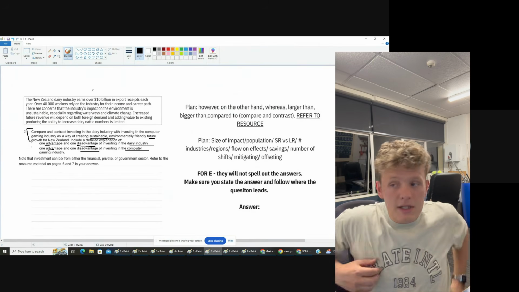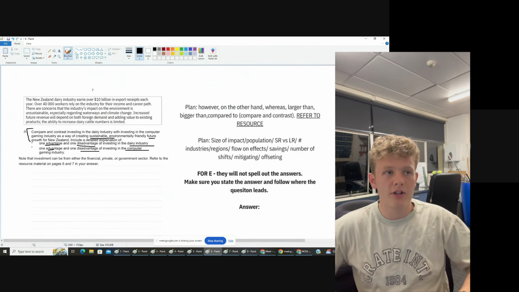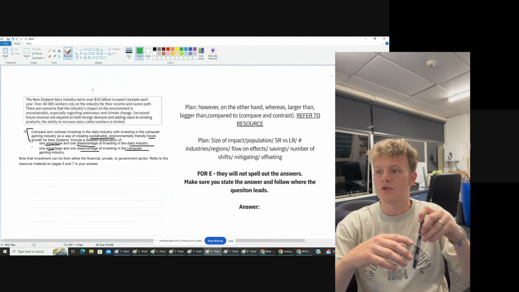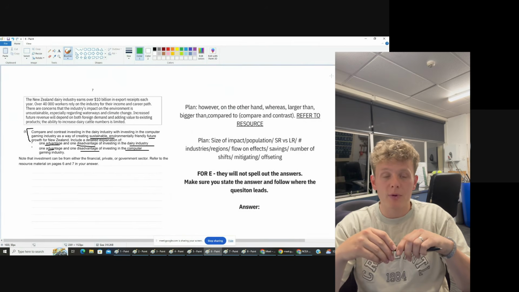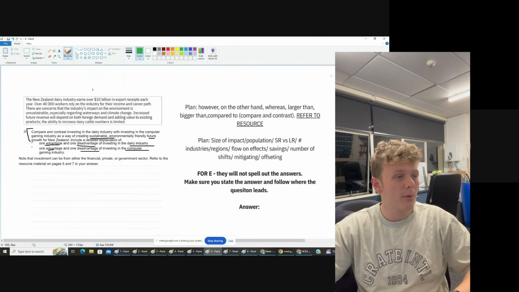So this is part B. Advantage for the dairy industry. We'll start there. Advantage for the dairy industry is that the export receipts are sustainable. It's a very large industry with high export receipts and employs lots of people. So if you invest in this dairy industry, you're getting the benefit of 40,000 workers relying on the industry.